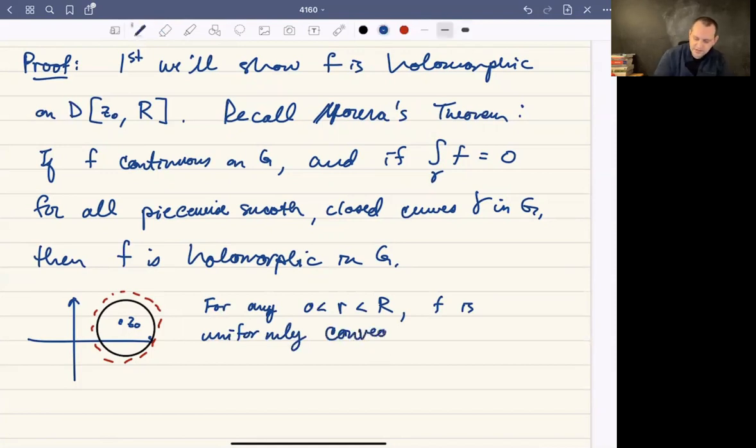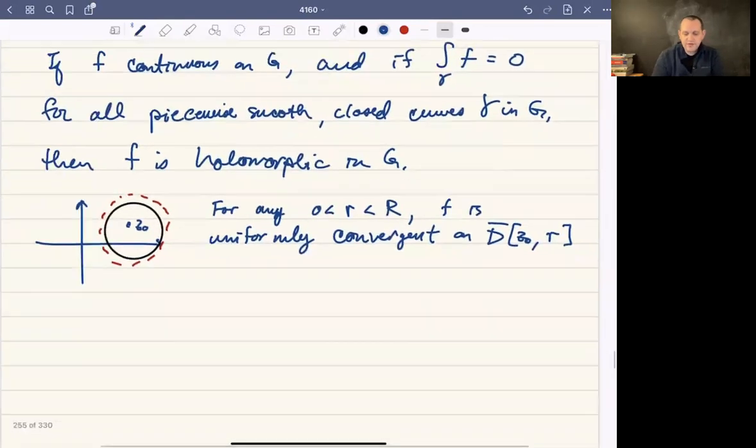Uniformly continuous is not a thing, but uniform convergent on that closed disk centered at z0 of radius little r, where little r is just less than big R. Okay, so this is something that we talked about back when we talked about the existence of a radius of convergence. So this is an old idea again. But once we have uniform convergence, then everything is nice.